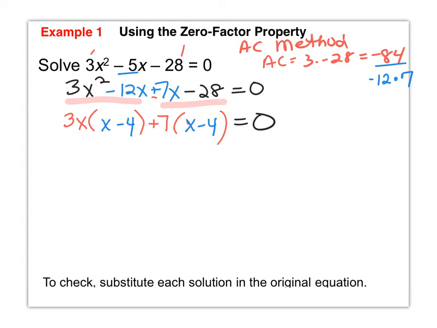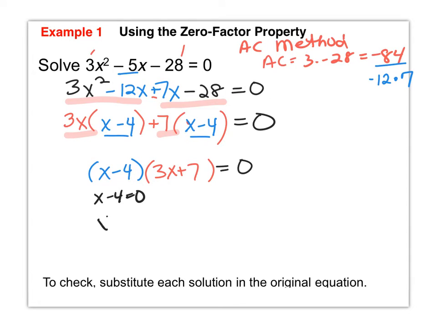Now we're looking at the two larger groups. Notice that the two larger groups have that common factor of x minus 4. So x minus 4 is a factor, and the other factor is what you see out in front of those common factors of x minus 4, which is 3x plus 7. We're going to set both factors equal to 0 using the zero factor property. If we set x minus 4 equal to 0, we see that x equals 4 is a solution to the quadratic equation.